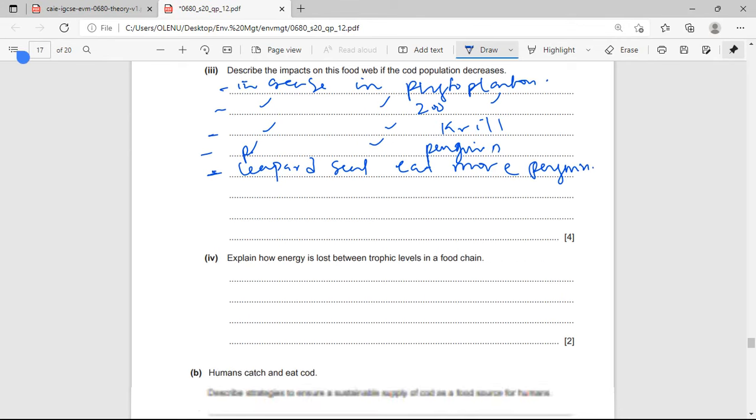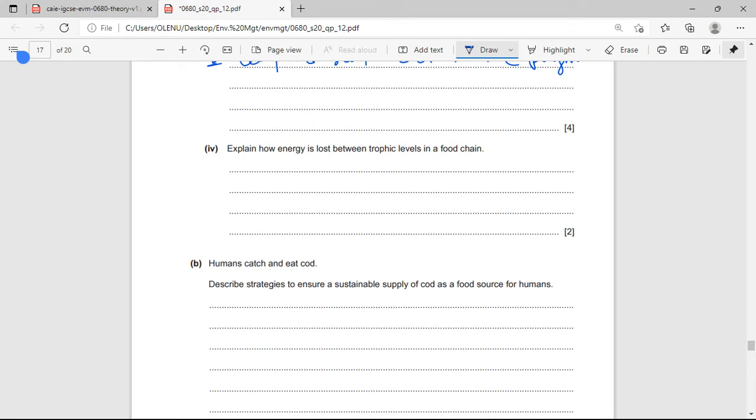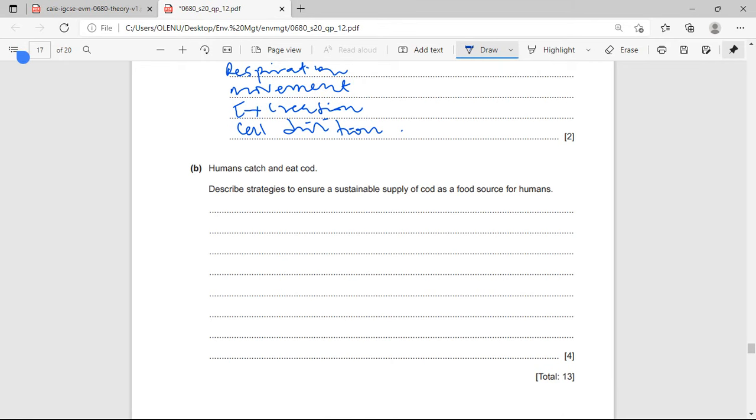That's it. So explain how energy is lost between trophic levels in a food chain. Now here, just write the uses of this energy. Energy is lost to the environment in the form of heat, and this heat is generated through respiration. So energy is lost through respiration. Here, just remember the 7 characteristics of living things and just write any amount. Movement, what you use the energy for. Movement, excretion, cell division. Just use your discretion, just enjoy yourself. So anyone you put there.